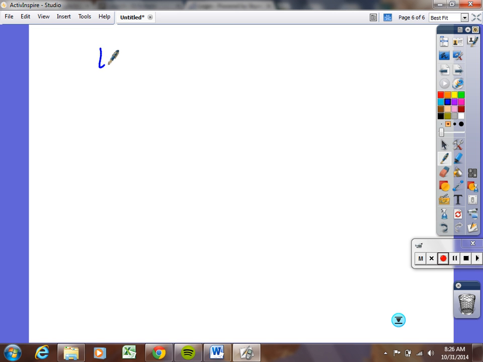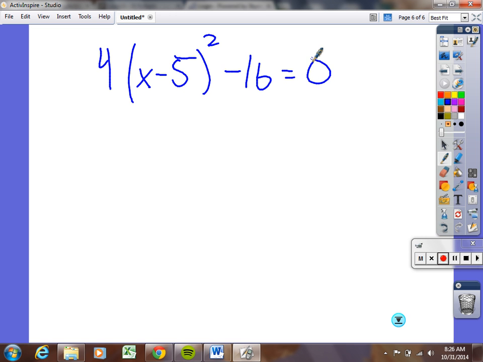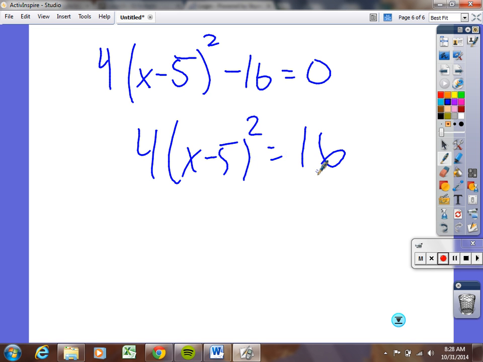Now, I still have tons of my kids who leave it like this. This is not our answer. Hold on, because we can simplify. So I say 5 plus 2, 7, and 5 minus 2, and those are my answers. Okay? Anybody have a question?